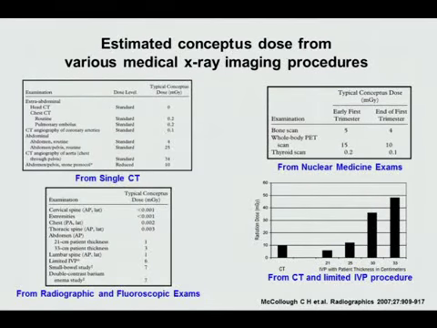This particular slide is a busy slide, but I just want to draw your attention to this publication by Cynthia and group in Radiographics in 2007, which estimated the conception dose from various medical X-ray imaging procedures. It is quite helpful if you are trying to answer a phone call from your referring physician about some fetal dose estimation, for a quick estimation. It provides a variety of procedures, from single CT and nuclear medicine procedures to radiographic and fluoroscopy exams, giving the typical fetal dose for each of these procedures.